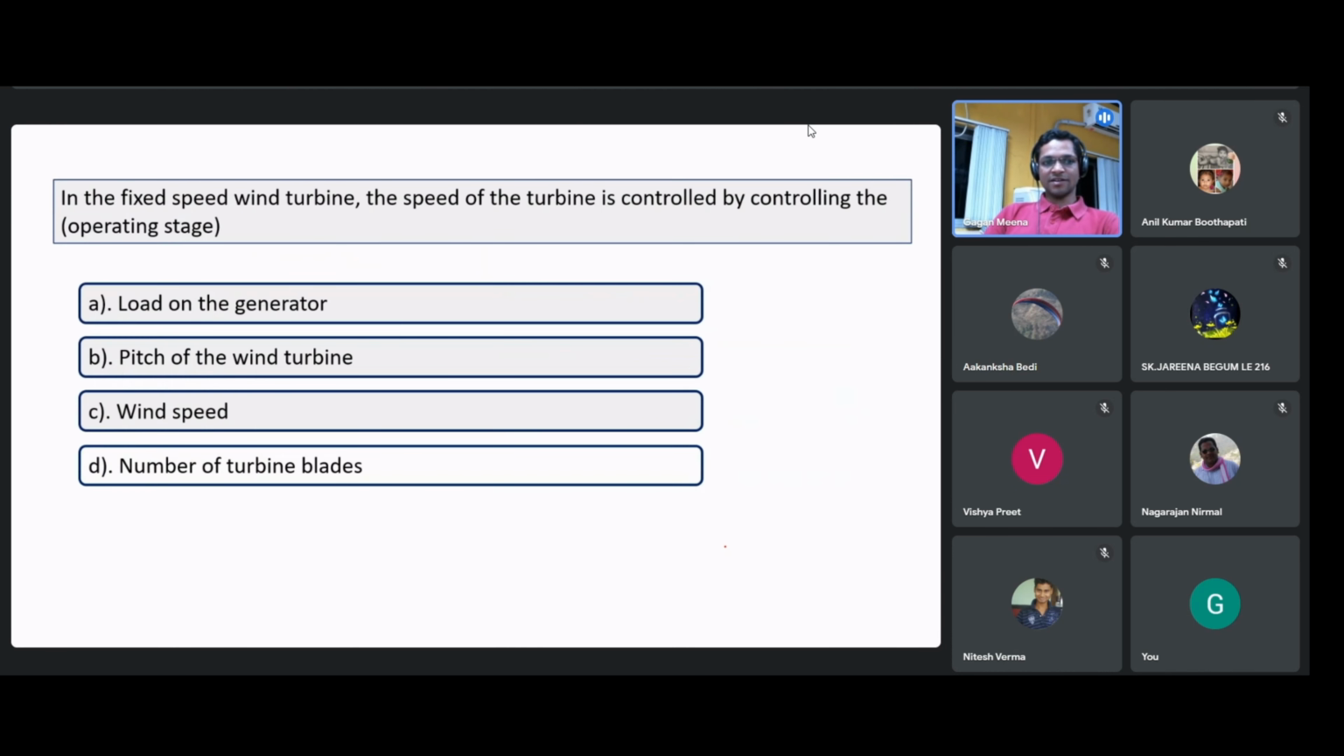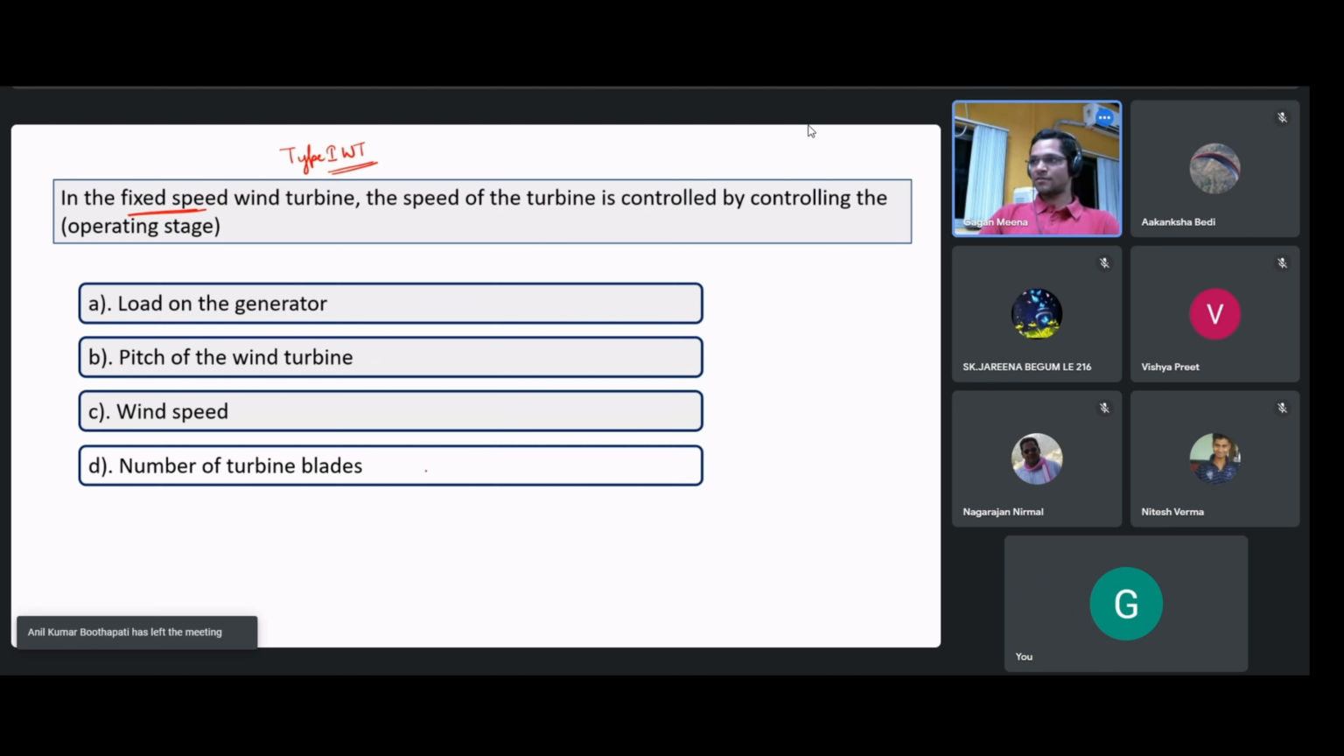So, the answer is correct. Now, this question is on the fixed speed wind turbine. The speed of the turbine is controlled by controlling the following. So, what do we control to maintain fixed speed in the wind turbine in type 1? This is a type 1 wind turbine because this is a fixed speed operation. The second type is the variable speed operation. So, what will be the answer for this?